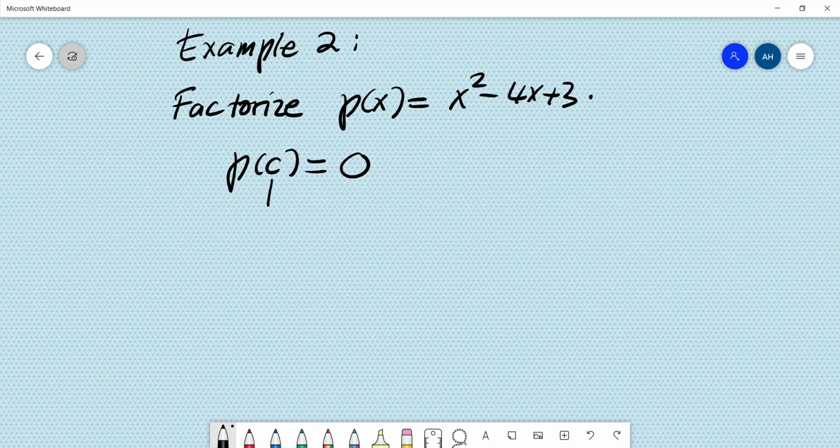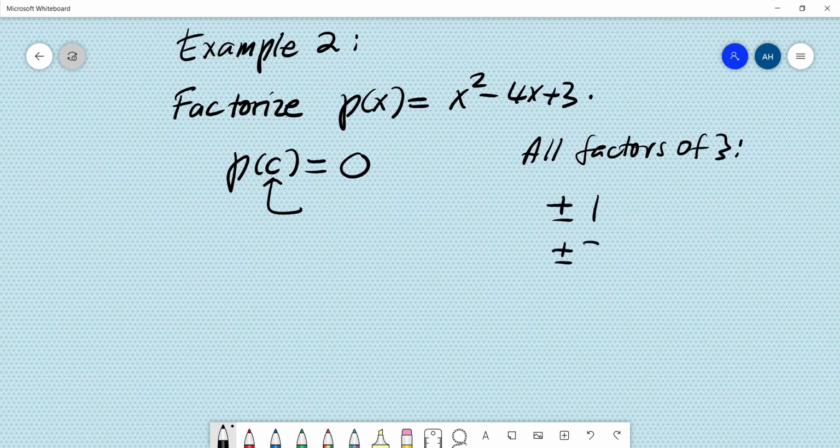We are looking for this particular number c in such a way that when we substitute that value c into this polynomial, into the value of x, we get 0. So we are looking for that number. Alright, so that number is actually coming from the last term of this polynomial, that is 3 there. So we better list down all factors of 3. All factors of 3, that is plus minus 1 and plus minus 3, right?